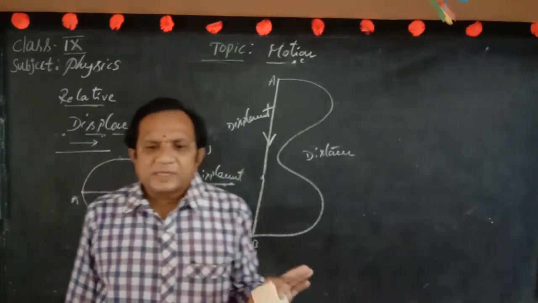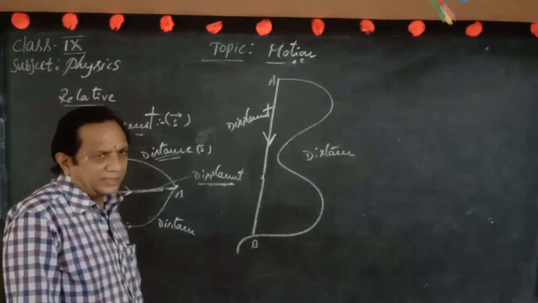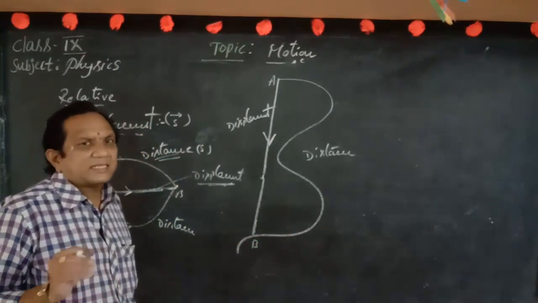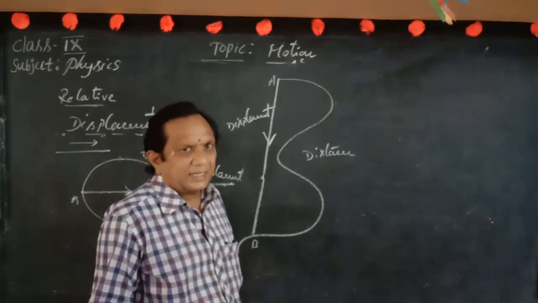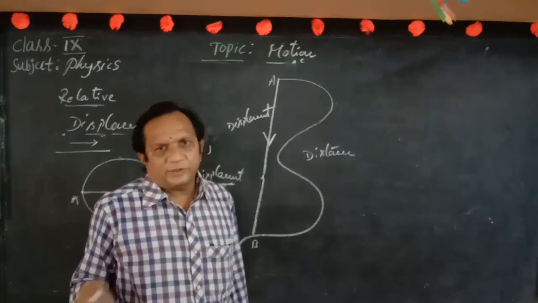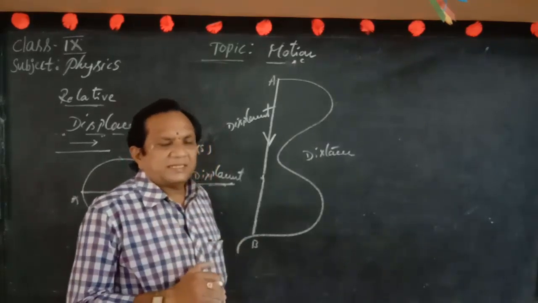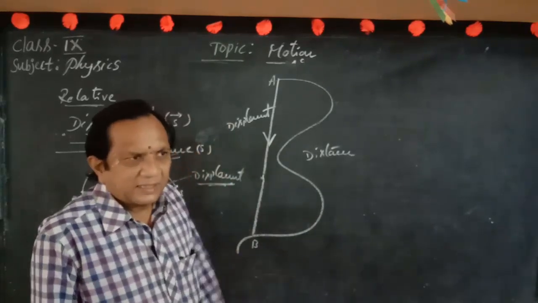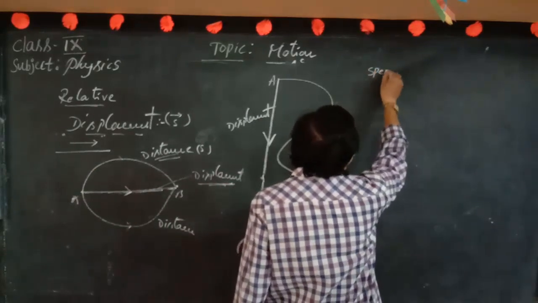Both words, distance and displacement, are used in daily life, but mostly we use distance. For saying the direction and shortest path, displacement is used. But in daily life it can't be differentiated, whereas for physics, definitely we differentiate between distance and displacement. Similarly, another pair of related words is speed and velocity.